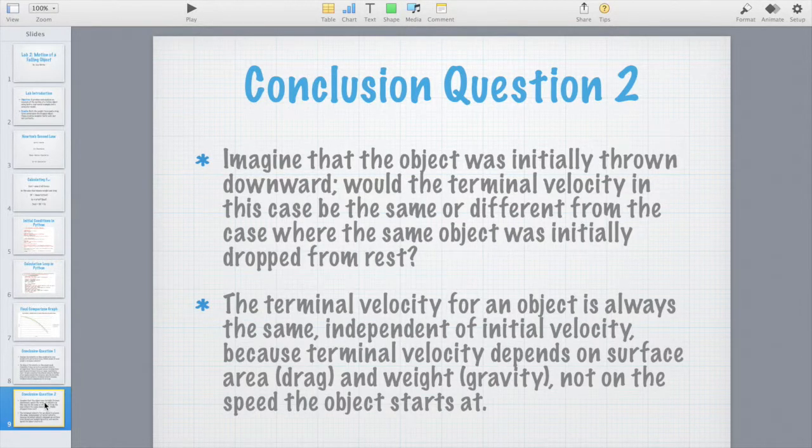The terminal velocity for an object is always the same, independent of initial velocity, because terminal velocity depends on surface area, drag, and weight, gravity, not on the speed that the object starts at. If given enough time, an object will always fall and reach a terminal velocity, and that terminal velocity will be the same as long as the object's weight and surface area do not change.